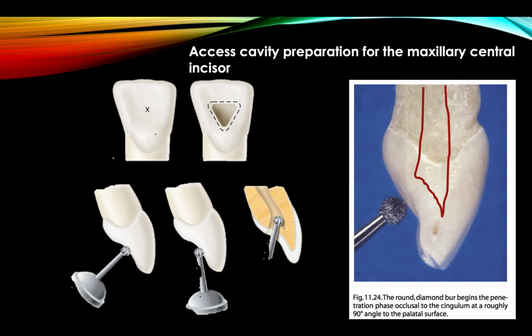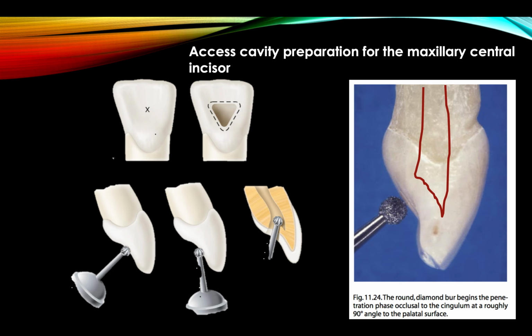So to do a root canal treatment or an access cavity preparation on a maxillary incisor, we will need a high speed round burr. We need it to be high speed because we need it to cut through the enamel, and enamel is the hardest tissue in the human body. So we need something efficient to cut through enamel. The entry point, represented with an X sign here, is the middle of the palatal surface of the maxillary central incisor, just above the cingulum.